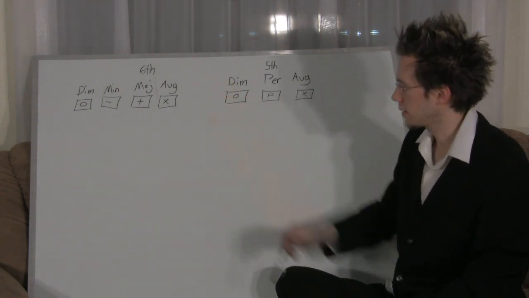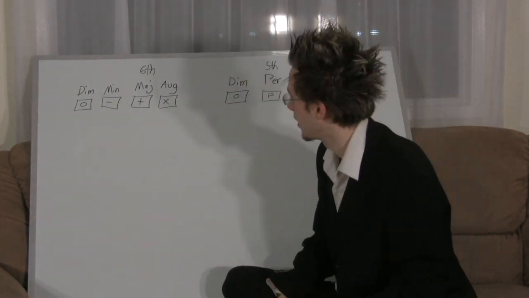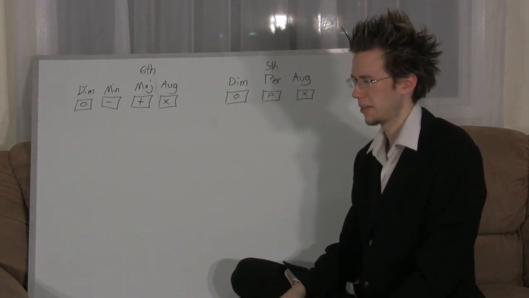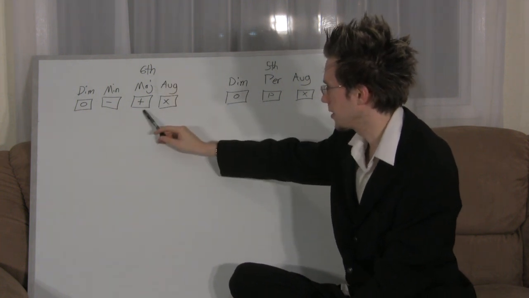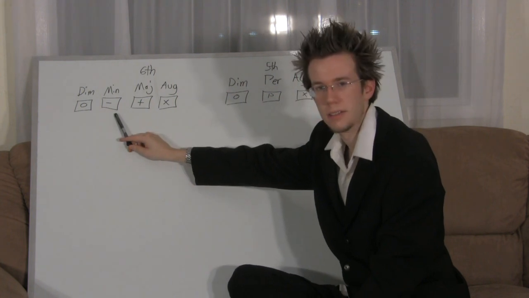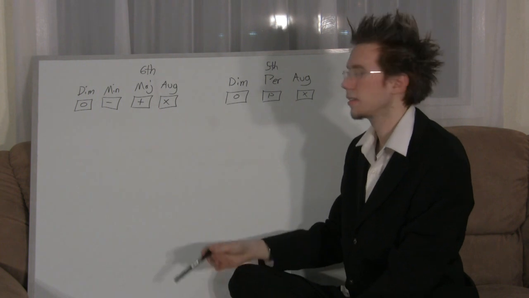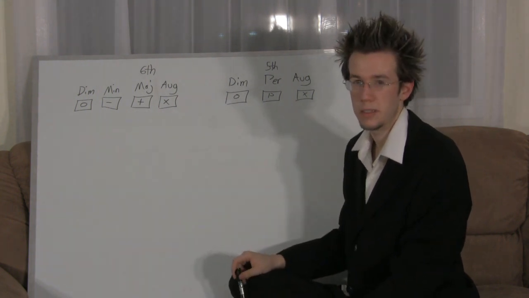Now, with these ones, the majors and minors, it doesn't matter at all. Actually, why did I even say that? It doesn't matter at all. Okay, so basically, you start on the major, okay? If you go down a semitone from that, it's minor. If you go down a semitone from that, it's diminished. If you go up a semitone from the major, it's augmented.